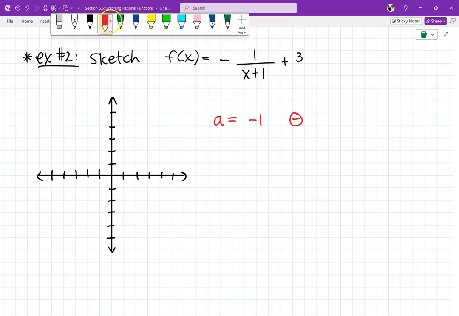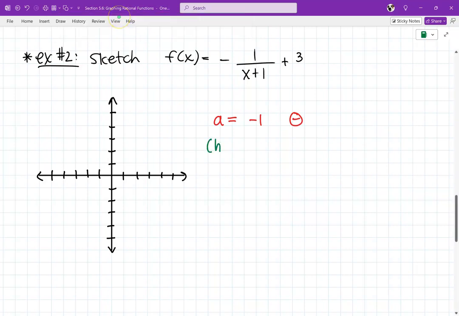What's my HK? Negative 1 and 3. Okay, good. So I'm going to go to negative 1, positive 3. I'm going to put a little tiny dot right there. I'm going to draw a vertical line from that tiny dot and a horizontal line on that tiny dot that's dashed.